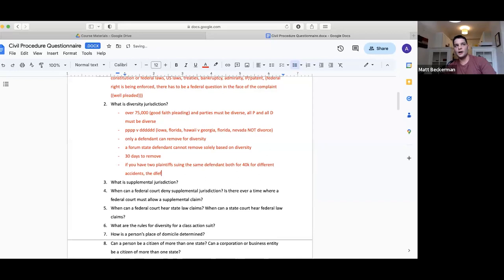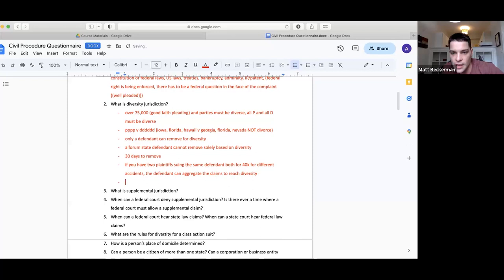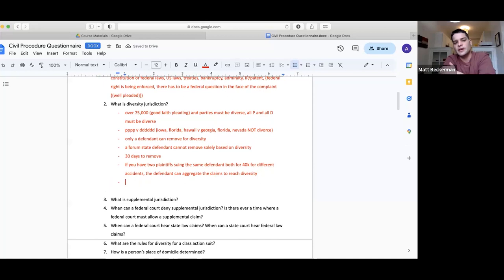Okay, hold on, slow down so I can get this right. So if you have two plaintiffs suing the same defendant, both for $40K, the plaintiffs can aggregate the claims to reach the amount in controversy because it's two plaintiffs versus a single defendant. Right? Yeah. Okay. What's the second thing? I actually don't think it even has to be the same claim or controversy. But it has to be the same claim or controversy if you're suing multiple defendants.